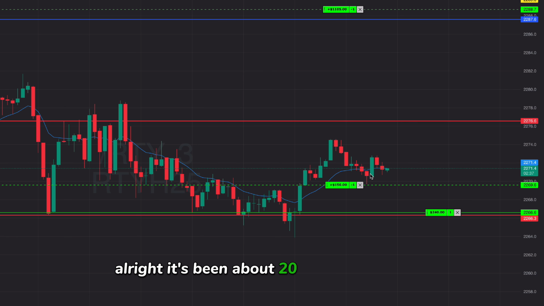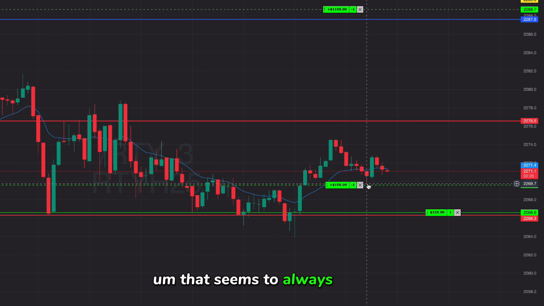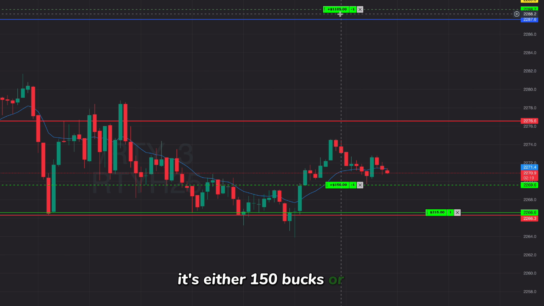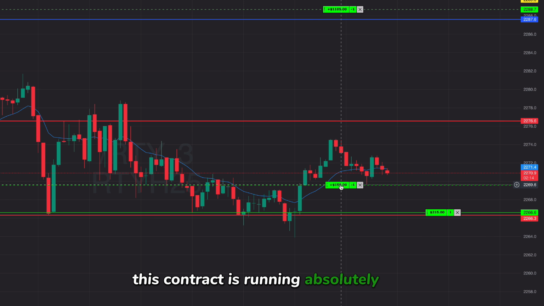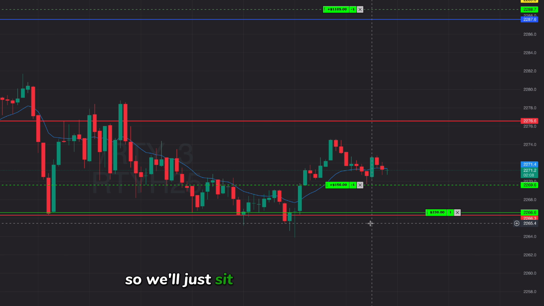All right, it's been about 20-ish minutes or so, 25, 30 minutes. Price has gone nowhere. Kind of amazing that the stop didn't get hit right here. That seems to always happen. But we're just gonna keep our position right here. It's either 150 bucks or 1,100. This contract is running absolutely free. We got all of our profit on the other 4. So we'll just sit and wait, come back later.